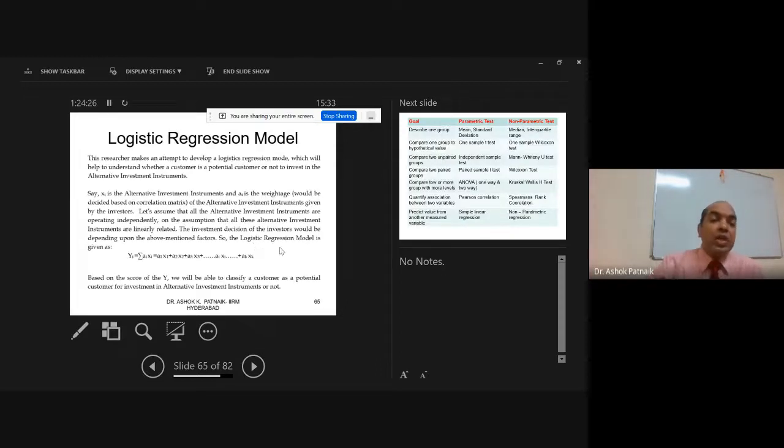Similarly, the regression model I have said here. I have also brought in an example of a regression model.